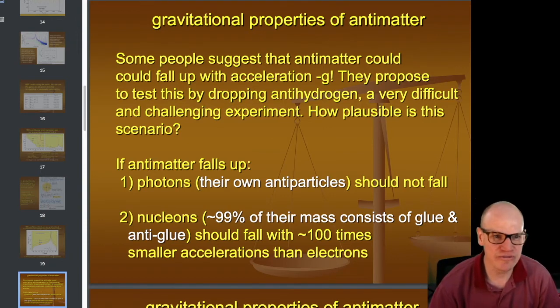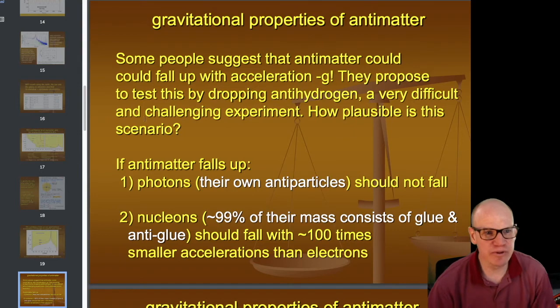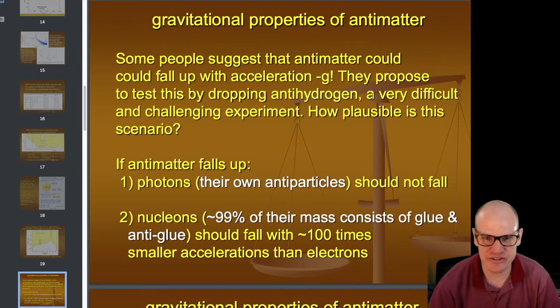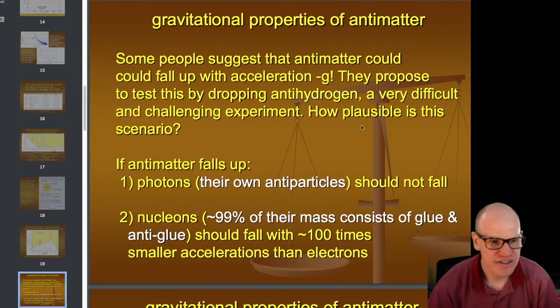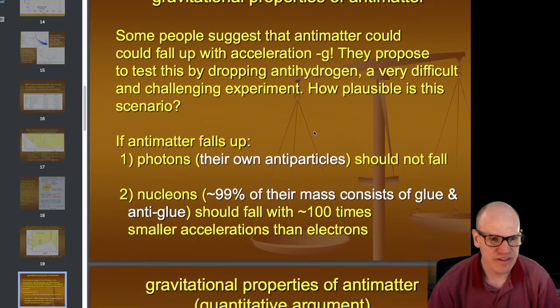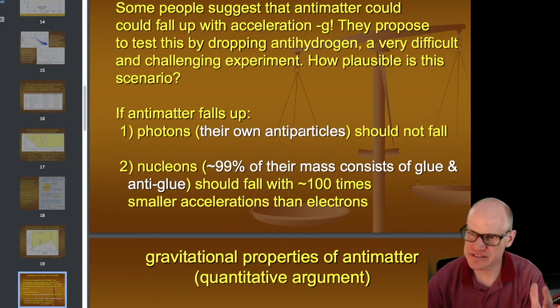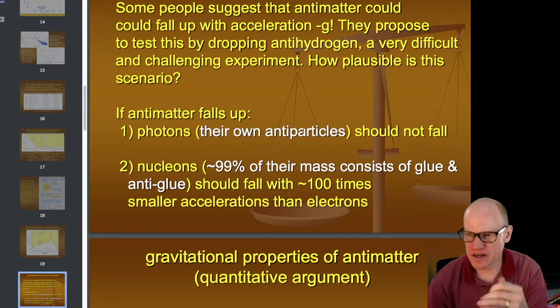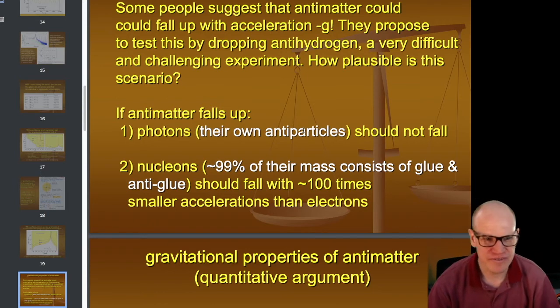that antimatter could fall up with an acceleration minus g. They propose to test this by dropping antihydrogen. So we've heard this. This is the experiment at CERN, a very difficult and challenging experiment. How plausible is this scenario, if antimatter falls up? So these are some kind of generic complaints that this group has about making this matter-antimatter gravity experiment.